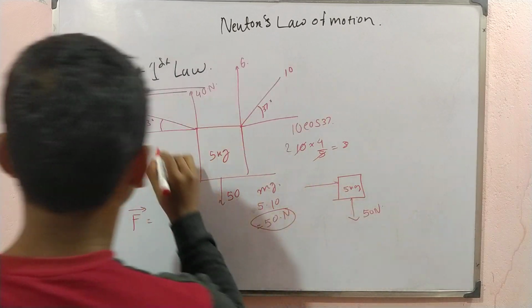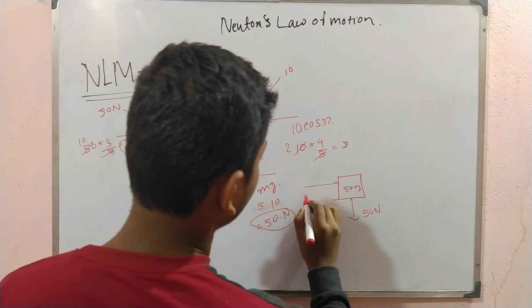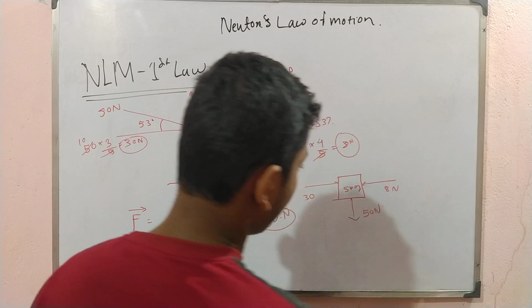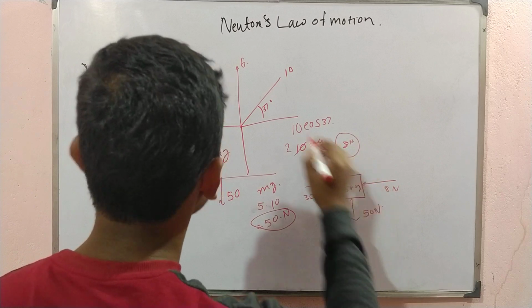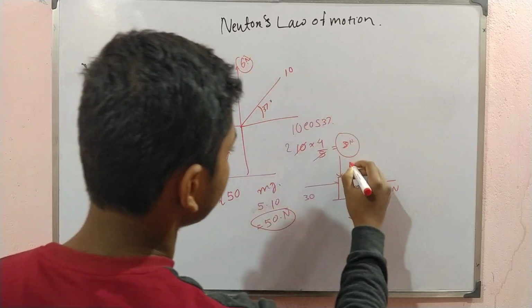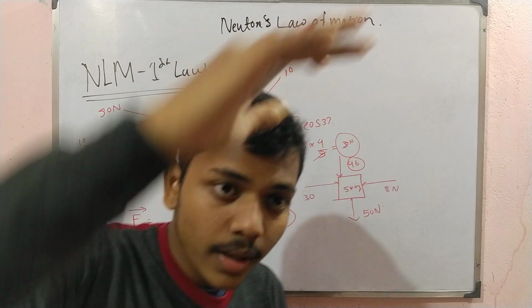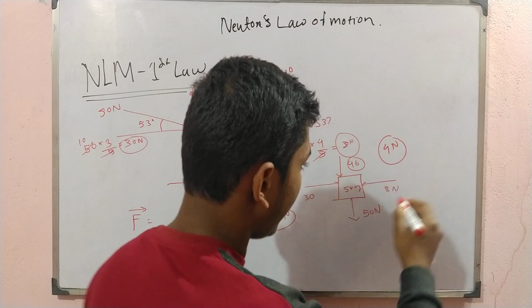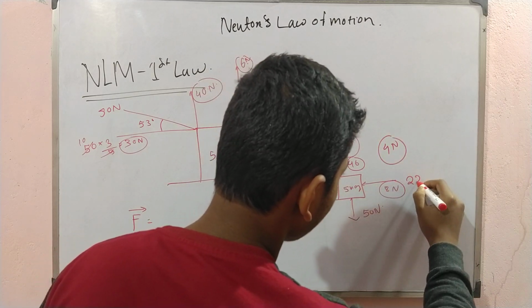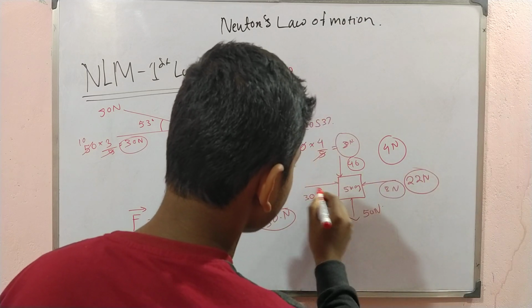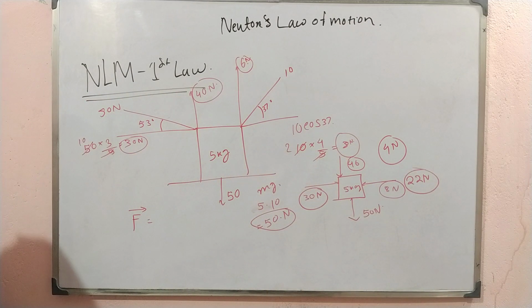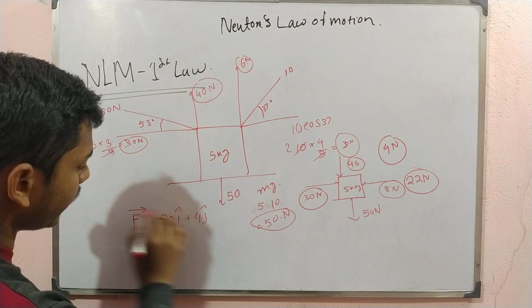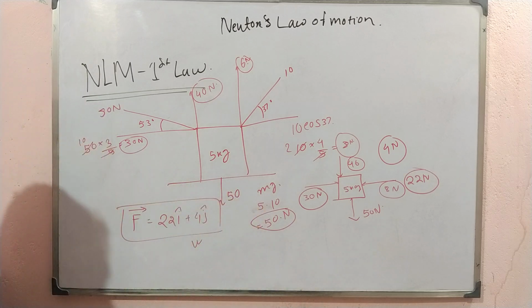Now for the 5 kg block, there is a 50 Newton force, a force of 30 Newton, and a force of 8 Newton. In the upward direction, 40 plus 6 Newton is 46 Newton, so a force of 4 Newton will be applied upward. And on the side we apply a force of 22 Newton, because 30 minus 8 is equal to 22. We can write it as 22 i cap plus 4 j cap. That is the direction of the equilibrium forces.